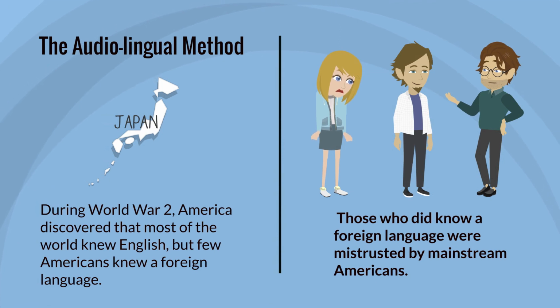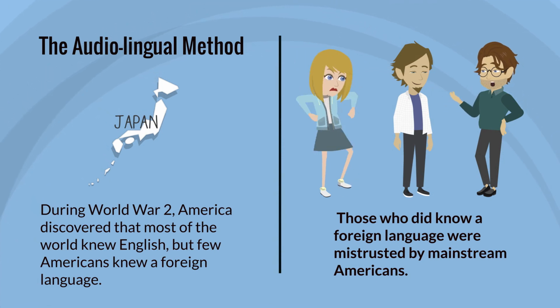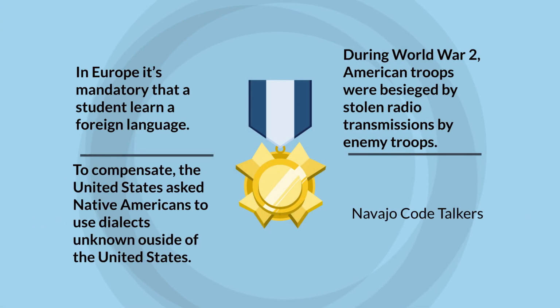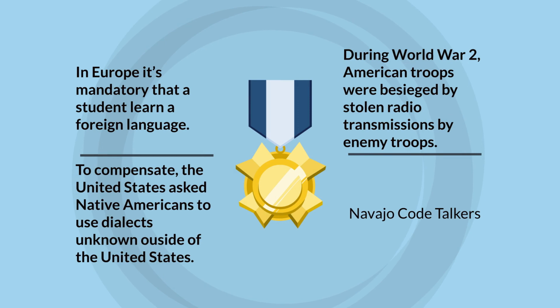During World War II, America discovered that most of the world knew English, but few Americans knew a foreign language. Those who did know a foreign language were mistrusted by mainstream Americans. In Europe, it's mandatory that a student learn a foreign language. During World War II, American troops were besieged by stolen radio transmissions by enemy troops. To compensate, the United States asked Native Americans to use dialects unknown outside of the United States.